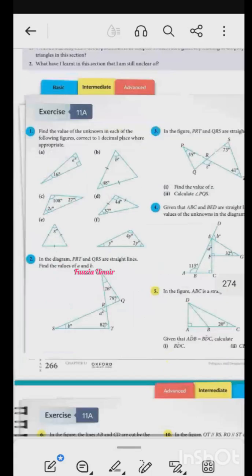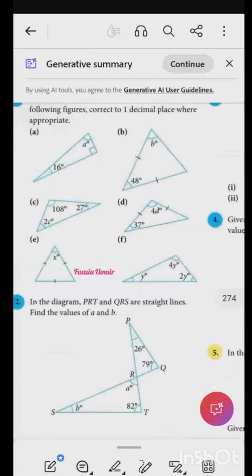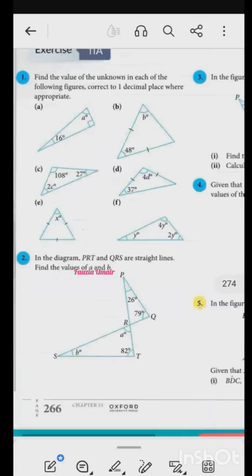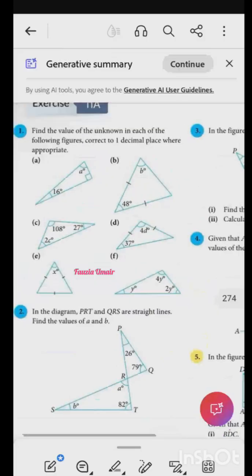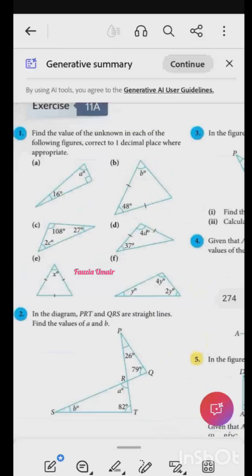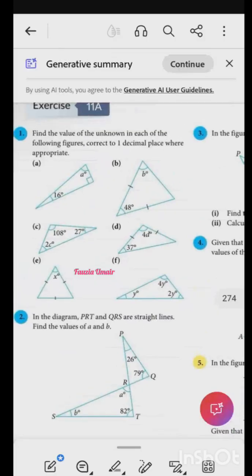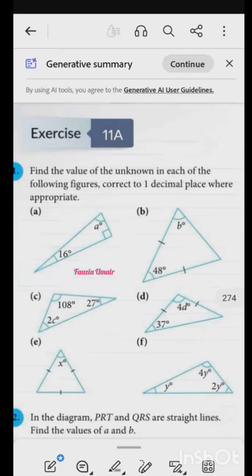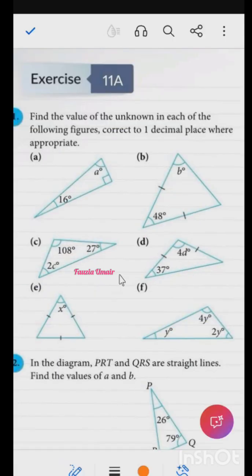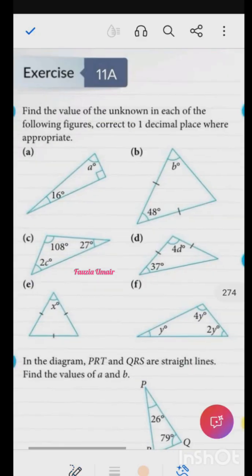Can you see this? Yes, ma'am. So are you able to solve question 1? Yes, ma'am. So is there any question in any of the parts? Ma'am, question number D and F. Okay, so let's solve D and F right now.